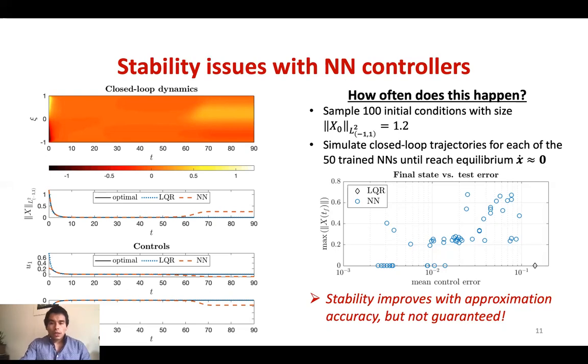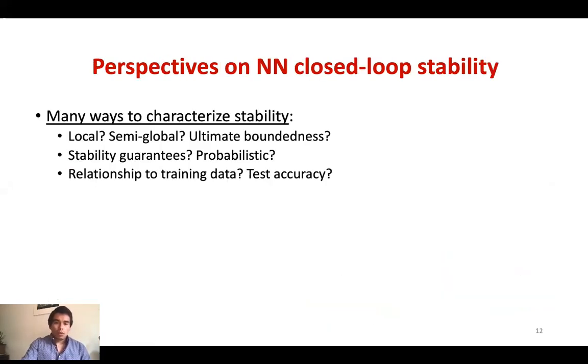So to try to start to understand this, we'll look at a little bit of closed loop stability with these neural network controllers. And there's a lot of ways to think about stability. You can think about local stability near that origin, like a linear sort of stability analysis. You could use more semi-global stability analysis with Lyapunov functions.